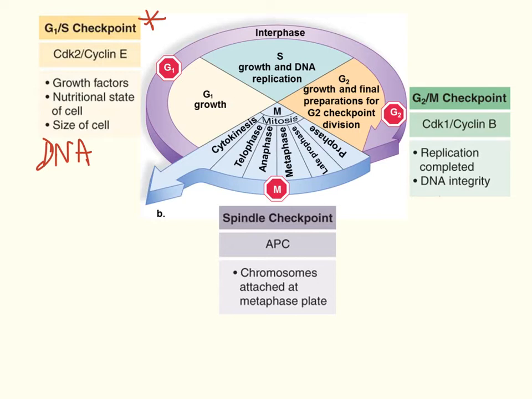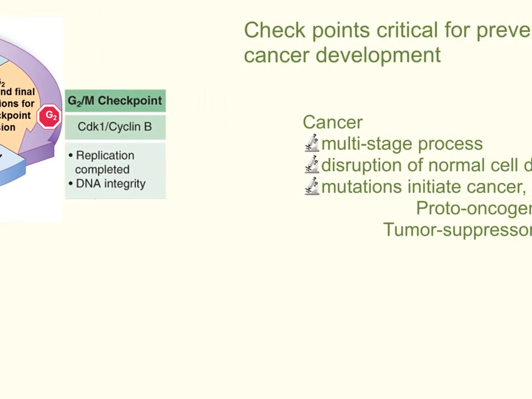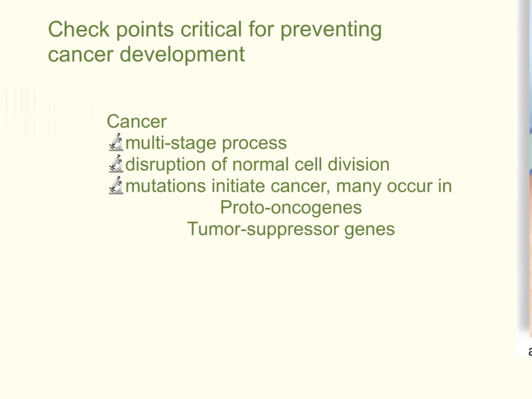Now, it turns out that the checkpoints are critical for preventing cancer development. Cancer is a multi-stage process. It involves the disruption of normal cell division and behavior, and it's initiated by mutations that may occur in genes known as proto-oncogenes or tumor suppressor genes. In most cancers, mutations are found in one or both of these genes.